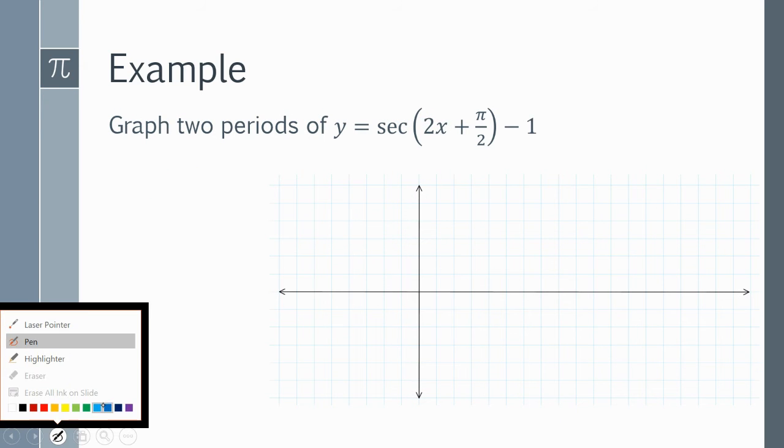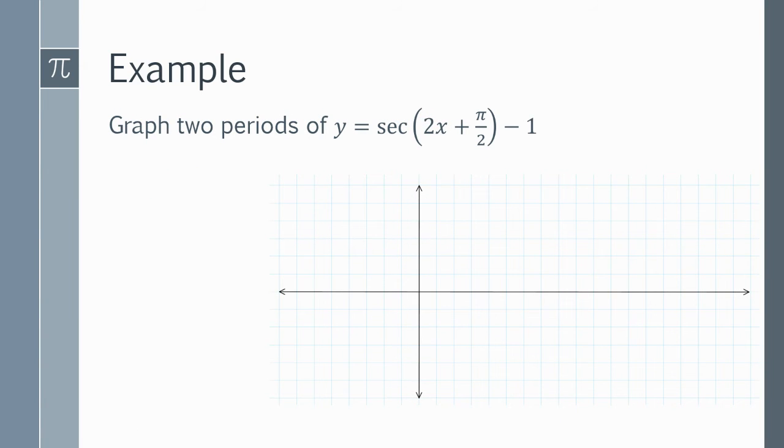Let's take a look at this problem. We have y equals secant of 2x plus pi over 2 minus 1. So I'm going to rewrite this as a cosine graph first. Identify all the key components. Sketch that cosine graph and then turn it into a secant graph.